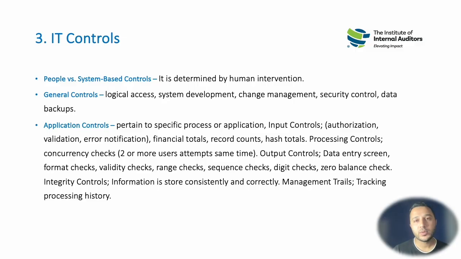Some other ways by which you can classify controls are people or system-based controls, as we have discussed earlier. Manual and automated could be the same criteria. In system controls, we have general controls, and then we have application controls. The general controls are logical access, when you try to access your computer or an application, the basic logical passwords and all. System development related controls, change management: if you want to change something, what are the key criteria you have to fulfill? Security controls and backups. So these are part of the general controls.